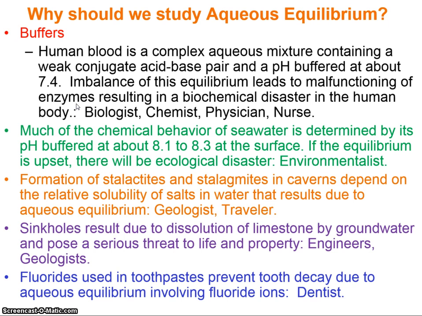Well, buffers are incredibly important. Human blood is a complex aqueous mixture containing a weak conjugate acid-base pair and a pH buffered at about 7.4. Imbalance of this equilibrium leads to a malfunctioning of enzymes, resulting in biochemical disasters in the human body. So when you talk about acidosis or alkalosis, those are serious conditions where the blood's pH is not in that optimal range. That's because proteins are going to have slightly different structures at different pHs because they might be protonated or deprotonated. That's going to affect their functioning.